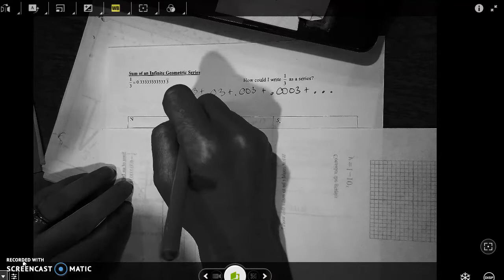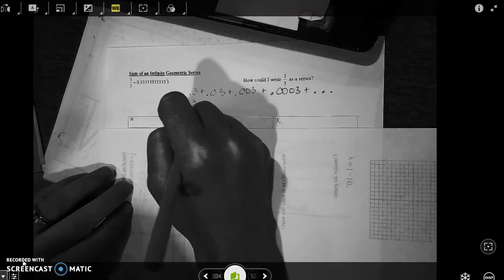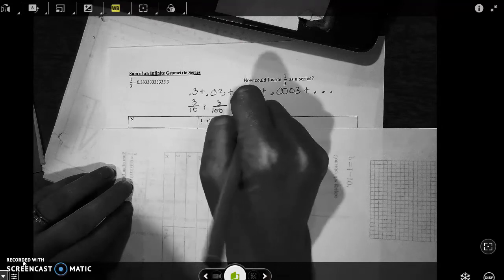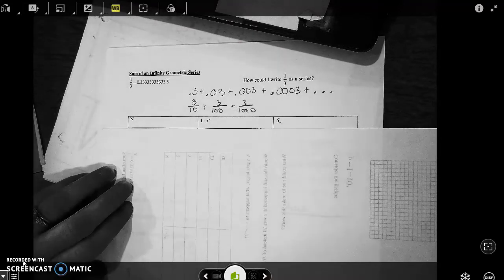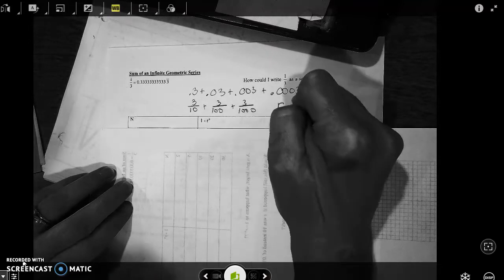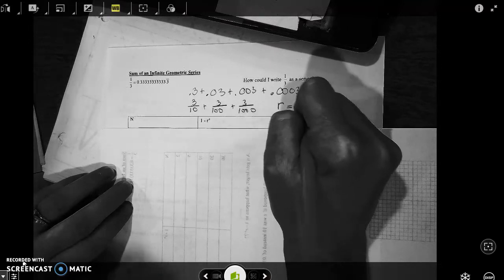And it's geometric. Sometimes it's a little bit easier to see that it's geometric by writing this as fractions. If you write it as fractions, you can see that every single time you're multiplying by 1/10.